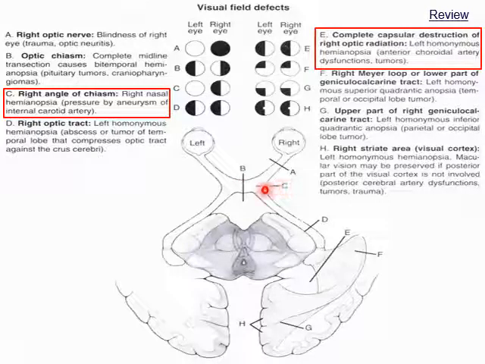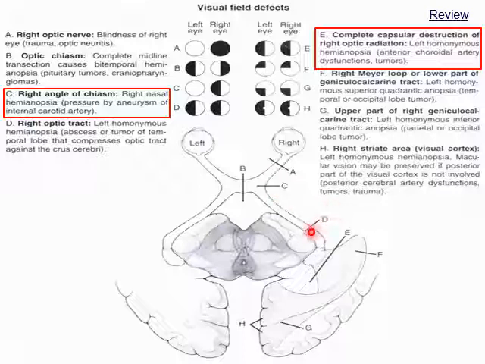When you have a lesion at the side of the optic chiasm, just on one side, for example at the right side, this right-sided chiasm lesion will cause damage of the temporal retinal fibers that are not crossing, and these temporal retinal fibers carry vision from the nasal half of the visual field. So what will happen is a right nasal hemianopsia. This can be due to pressure by an aneurysm of the internal carotid artery.